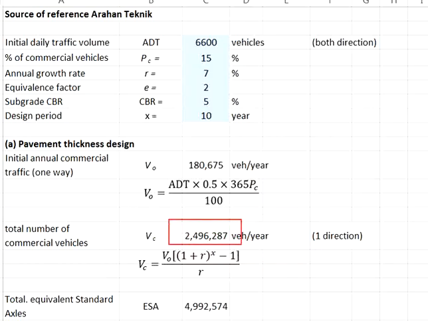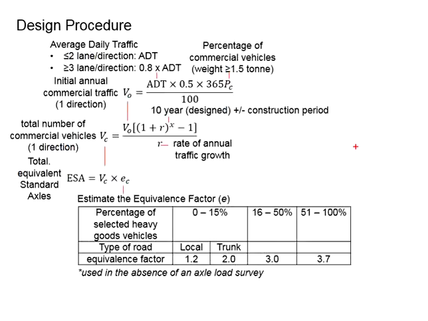You will observe a significant growth in the number of vehicles in 10 years, with the 7% growth rate. In this case, we assume the V0 here, which is the initial annual commercial traffic, represents the initial passing of the traffic when the road is first utilized. Therefore, the total duration for the X here will be considered as the design period, instead of having the construction period added in.